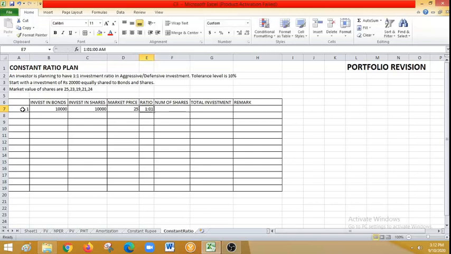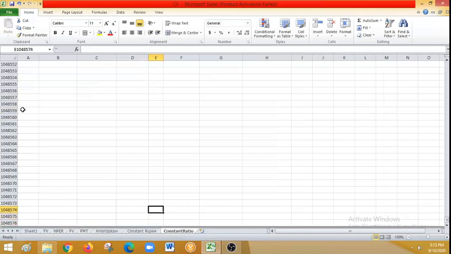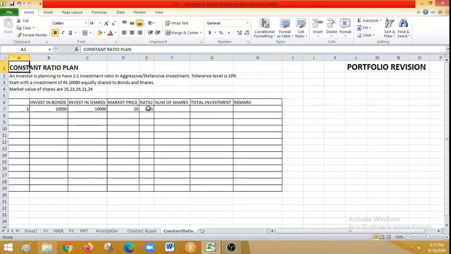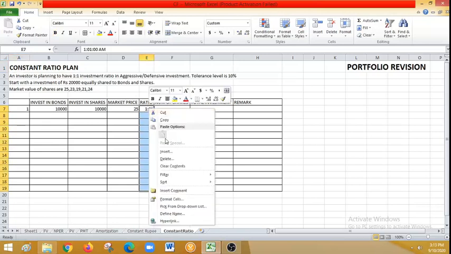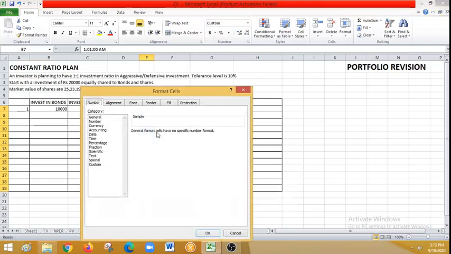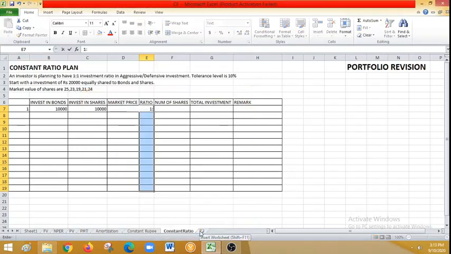I'll just mention the 1:1 as a text, since it is changing.